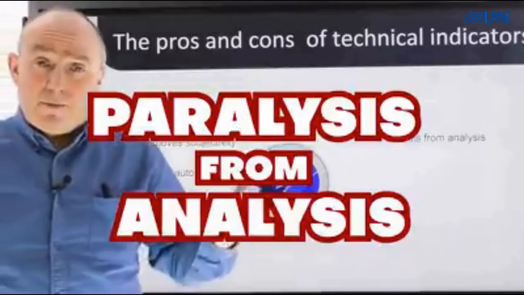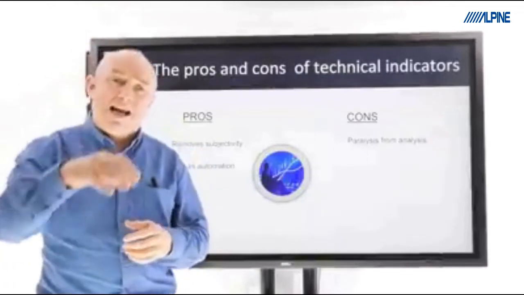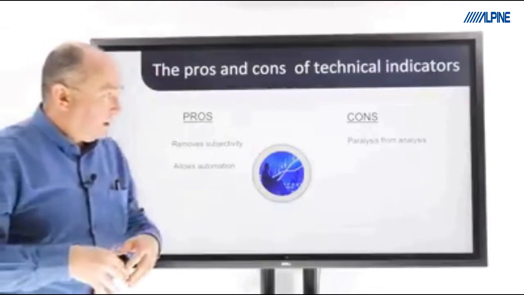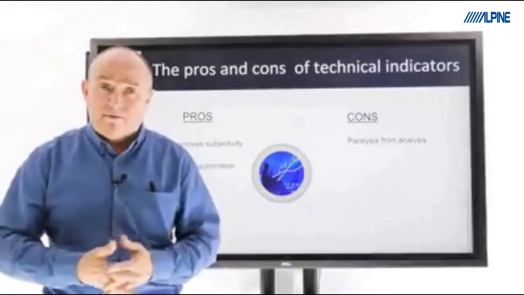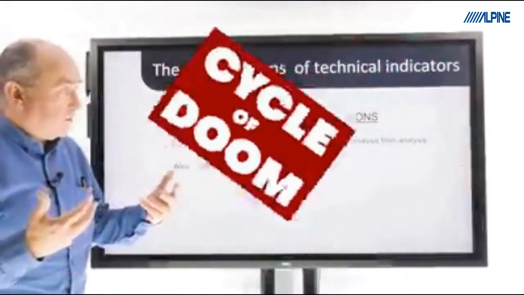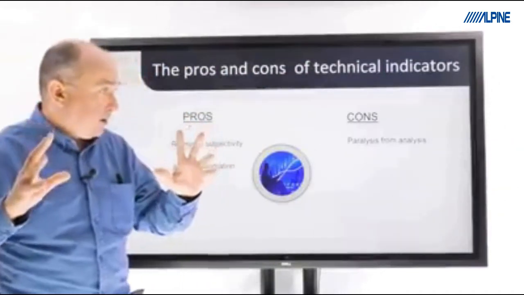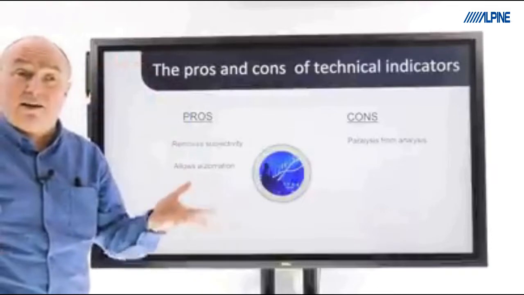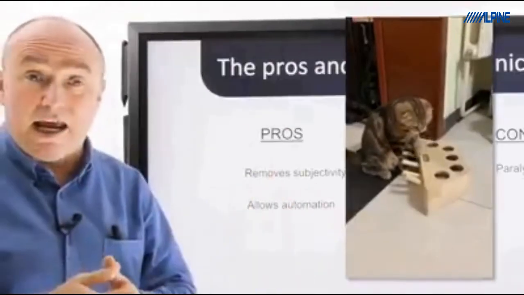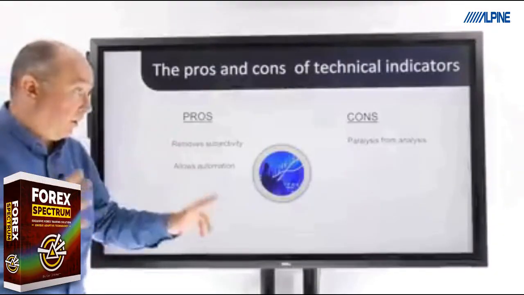The cons, paralysis from analysis. I've seen it so many times in the past where traders are just putting on indicators after indicators to avoid that loss. You may have seen my lesson, my most important lesson I think I've given in my trading education career, and that's the cycle of doom. Traders are always putting on more indicators to avoid those losses. So paralysis from analysis, you've got so many things going on in the chart, at the end of putting all these indicators on, you can't do anything. The chart just looks a complete mess. We'll look at that in a moment actually. But paralysis from analysis, there's too much going on.